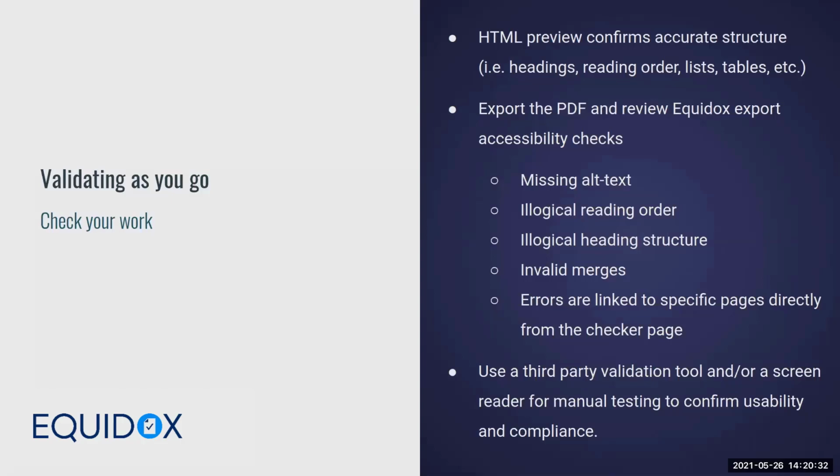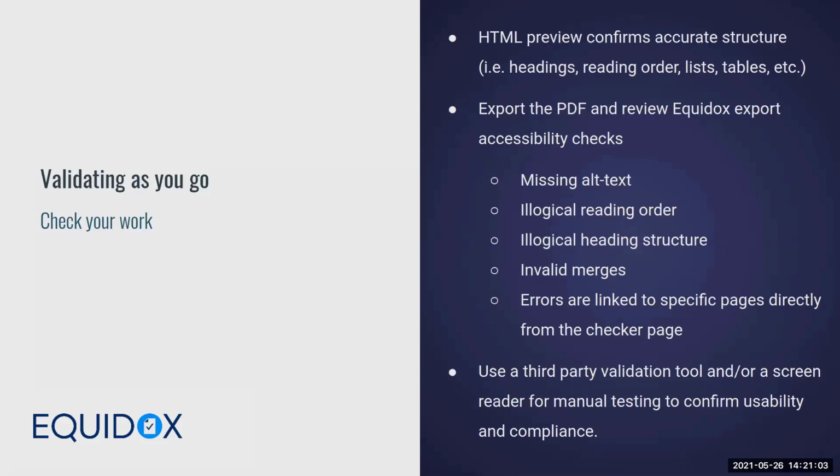Also, when you are finished working through a document, when you export the PDF, Equidox will run a series of accessibility checks on that export. Now, the bullet points here on the slide are not a comprehensive list of everything that it is checking for, but just a few examples of the things it's looking for are missing alt text for images, illogical reading orders or illogical heading structures, and invalid merges, for example, if you are trying to merge a list with a text zone.